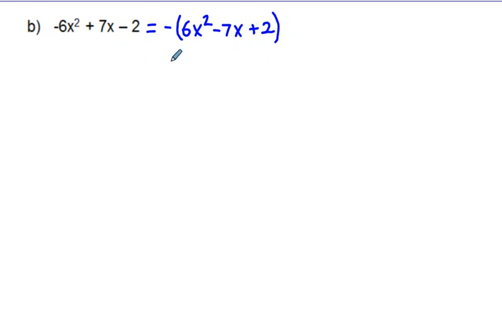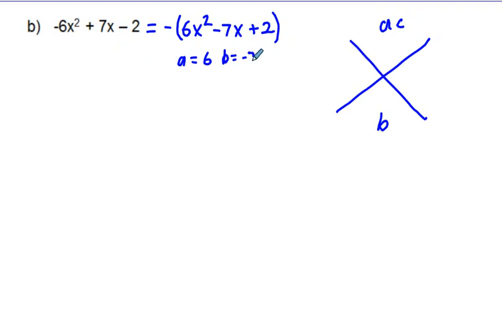And for this one, I am going to use the x method. We can use trial and error. We have AC here and B. So in this expression here, A is equal to 6, B is equal to negative 7, and C is equal to 2. So we put AC here on top of the x, which is going to be 6 times 2, or 12. And down here for B, we have negative 7. So what two numbers do you multiply together to equal 12, but add together to equal negative 7? Well, it's going to be negative 3 and negative 4.